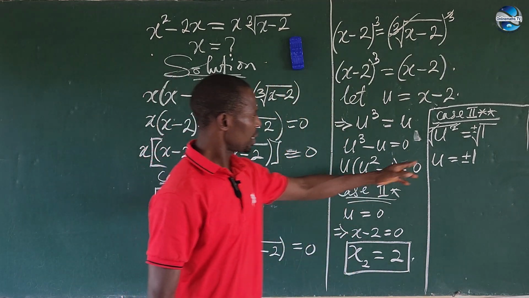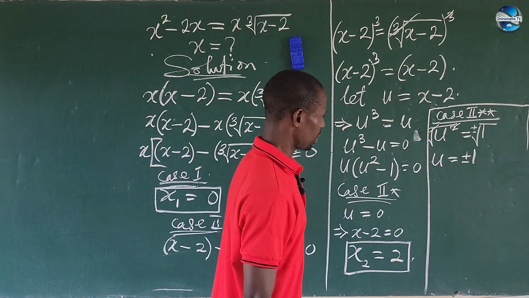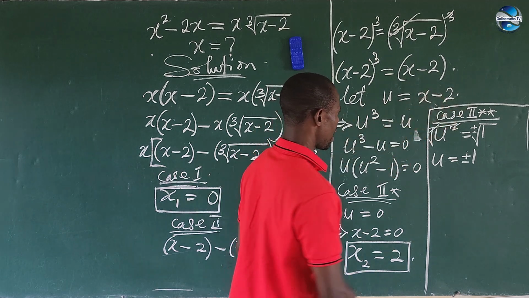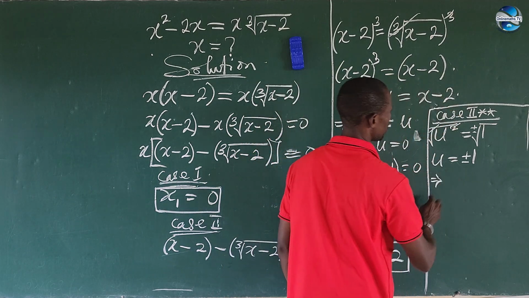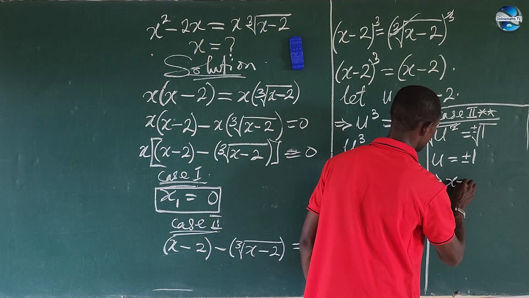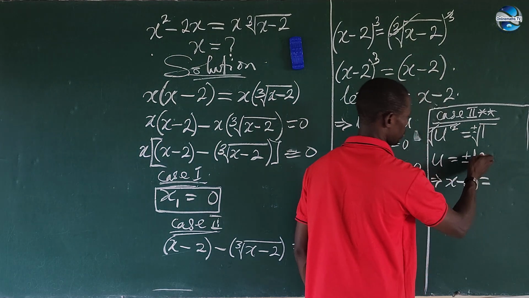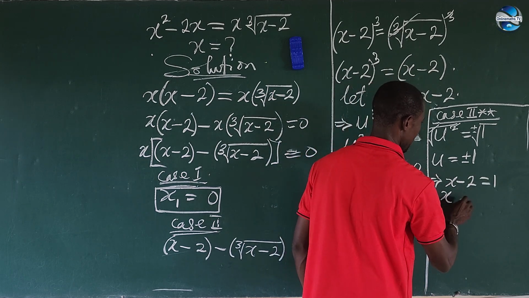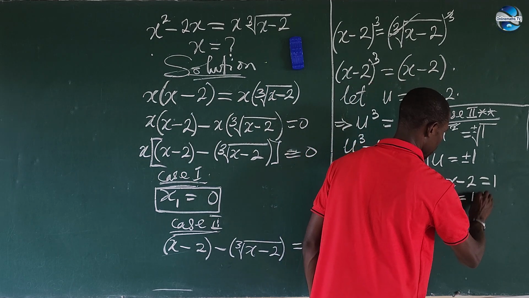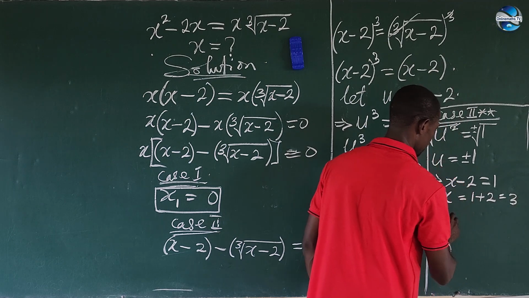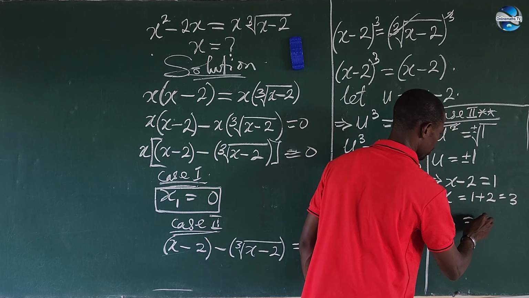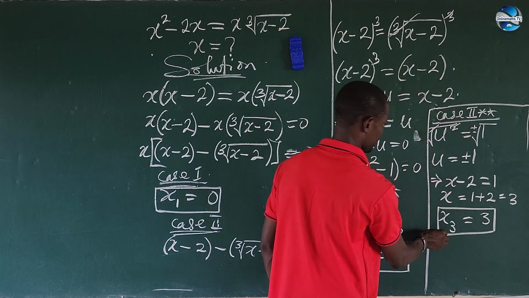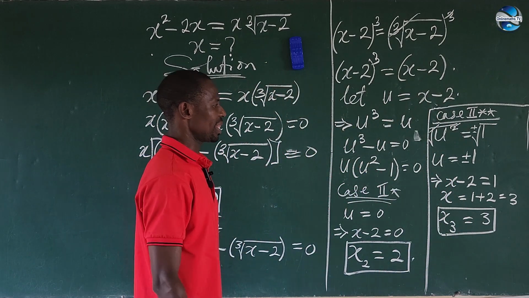So we're going to take the case 1 of this, which is the positive. When we say let u be equal to this, this is going to imply that x minus 2 is equal to the first one, which is positive 1. Send this to this side of the equation. So we have x is equal to 1 plus 2, which is equal to 3. So we have our x3 is equal to positive 3.